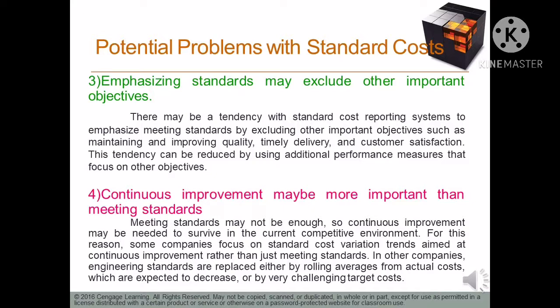Fourth, meeting standards may not be enough, so continuous improvement may be needed to survive in the current competitive environment. For this reason, some companies focus on standard cost variance trends aimed at improvement rather than just meeting standards. In other companies, engineering standards are replaced either by a rolling average from actual costs, which are expected to decrease, or by very challenging target costs.